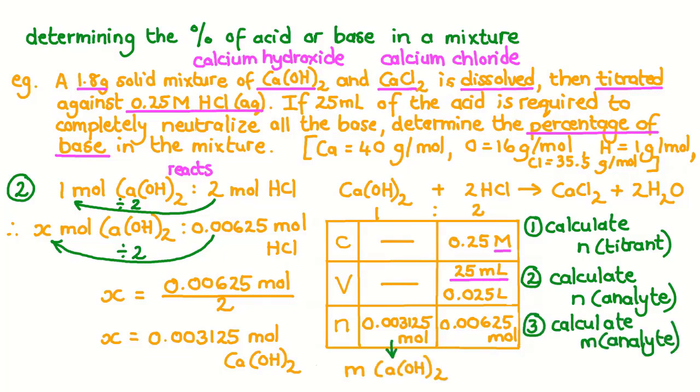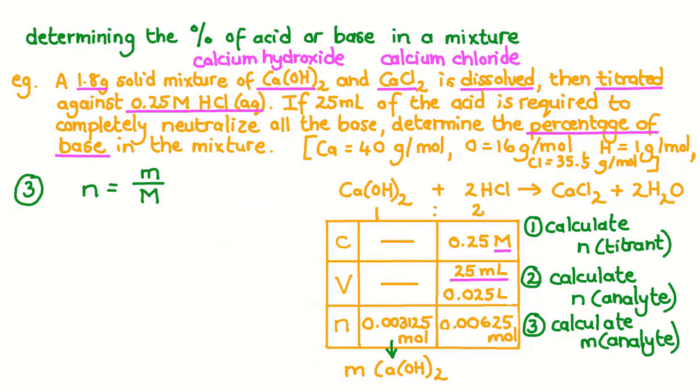solid mixture. In step 3, we calculate the mass of calcium hydroxide, the analyte, from its number of moles and molar mass. We use the key equation: number of moles is equal to mass divided by molar mass. We want mass as the subject of the formula, so when the equation is rearranged, we get mass is equal to number of moles multiplied by molar mass. We can substitute in our number of moles.